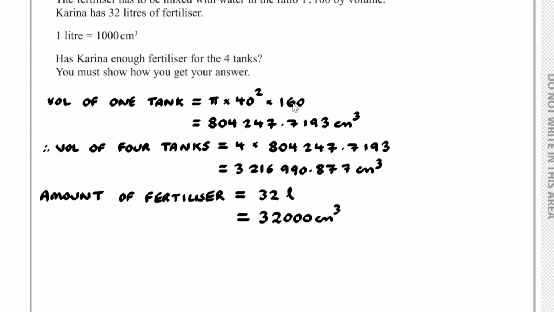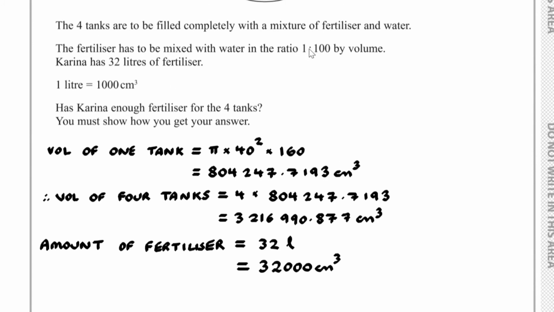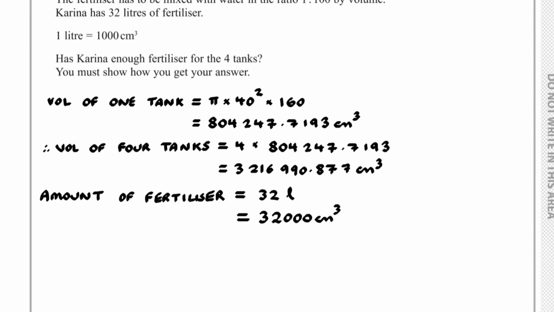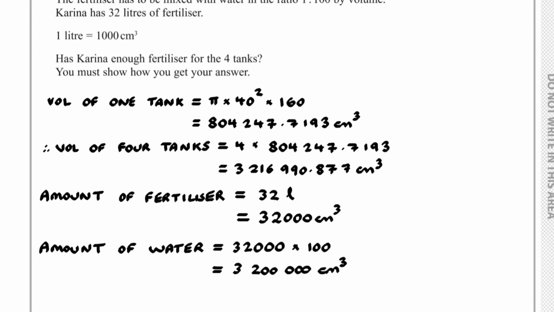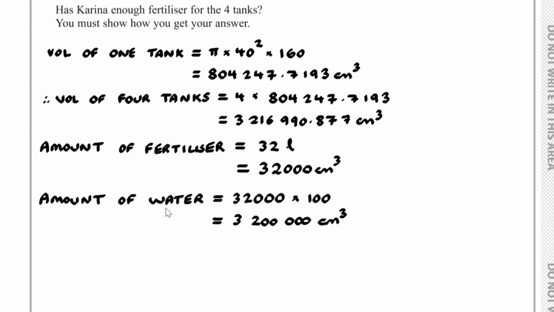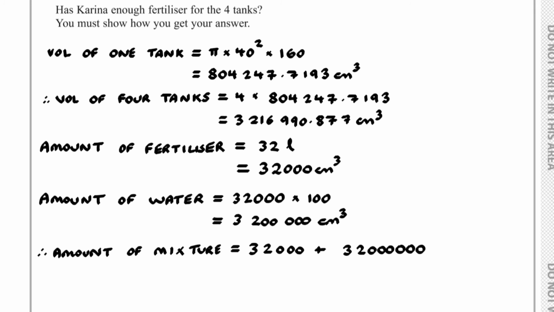The next thing we can do is find out the amount of water. Now if we mix in the ratio 1 to 100 by volume, we need to multiply this amount of fertilizer by 100 to find out the amount of water we need. So the amount of water, we've got 32,000 times 100, which is 3,200,000. So we mix the fertilizer and the water together to find the total amount of mixture. So the total amount of mixture, we've got this 32,000 of fertilizer plus the 3,200,000 of water, and it turns out we get 3,230,000 centimeters cubed of mixture.